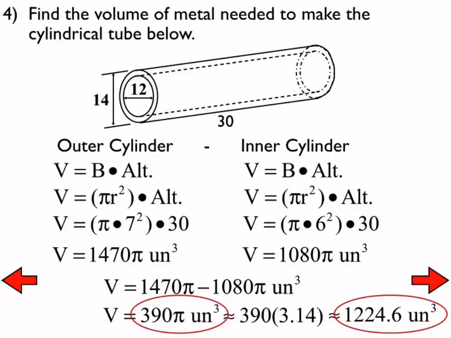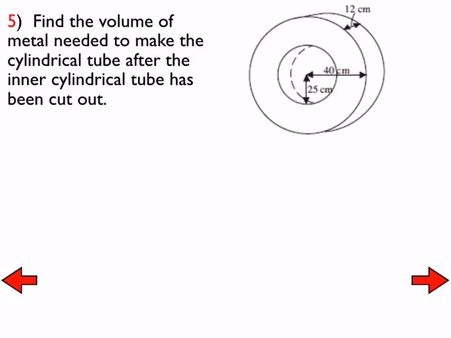Okay, so let's take a look at number 5, and you're going to do that one by yourself. This is find the volume of the metal needed to make the cylindrical tube after the inner cylinder has been cut out. Looks like a big roll of toilet paper, but it's not. Go ahead and figure that out.